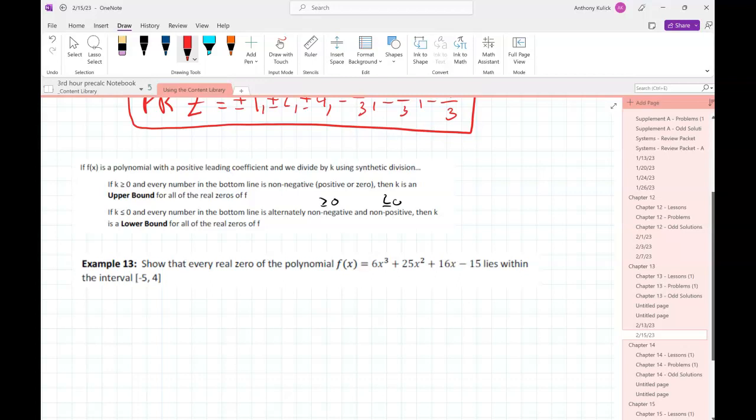All right, let's try to refocus here, folks. I know there's a lot of stuff going on. This example says, show that every real zero of the polynomial f of x lies on the interval -5 to 4. So the -5 is in theory a lower bound, and the 4 is an upper bound. That's what we need to show.